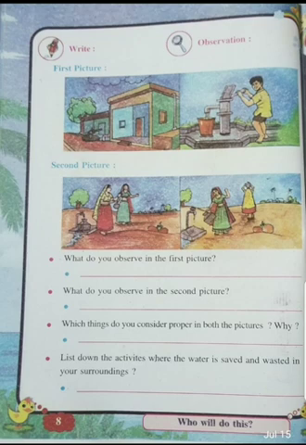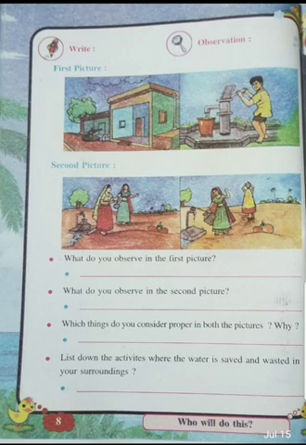Also you have to list down the activities where the water is saved and where the water is wasted. Like you have to give some example that where is the water saved? Yes, we save water. We don't keep our taps open. If the taps are leaking, we try to repair it. So this is how the water is saved.